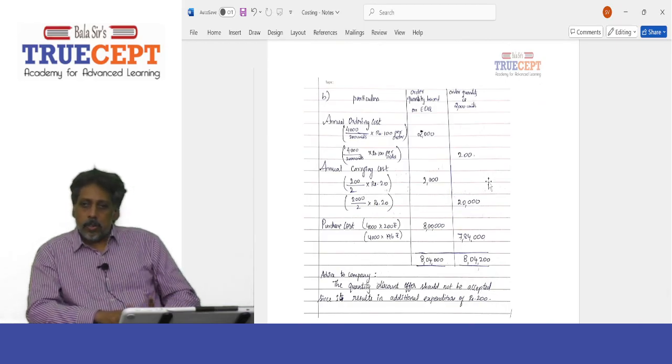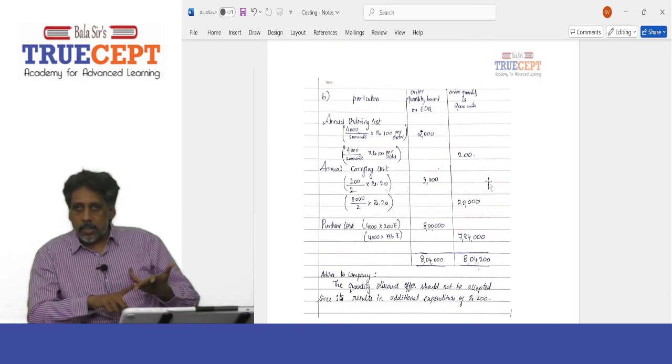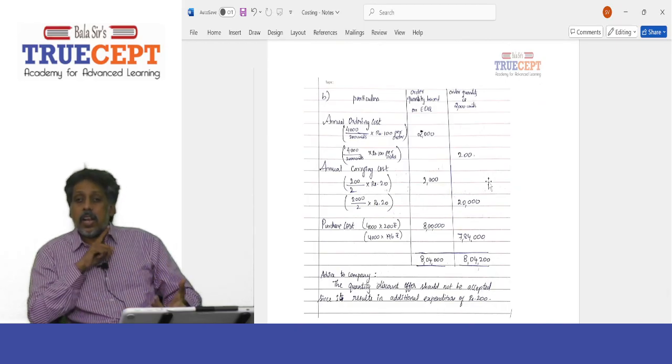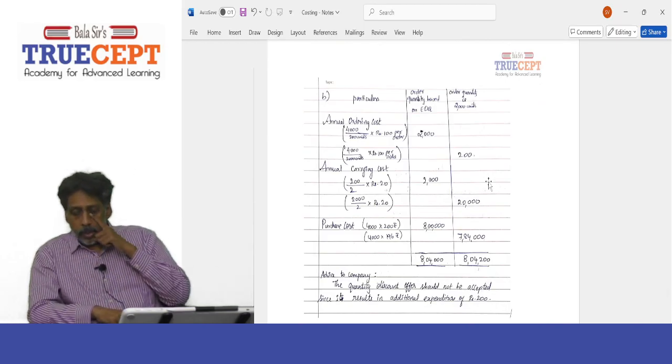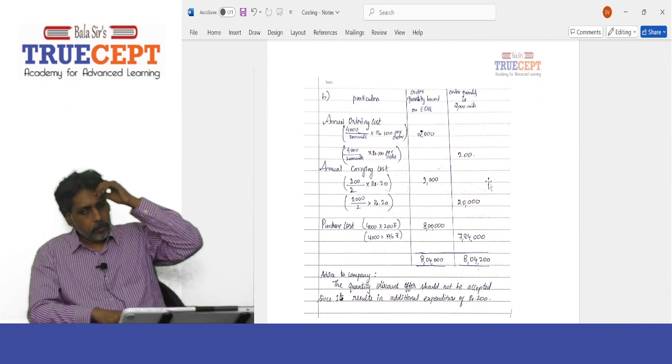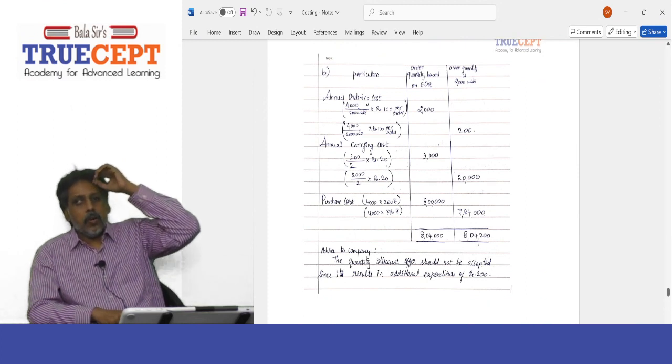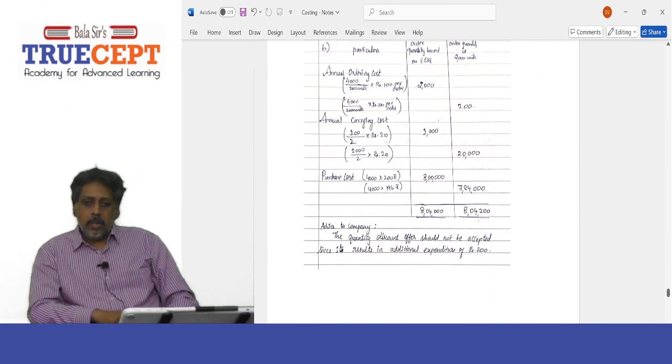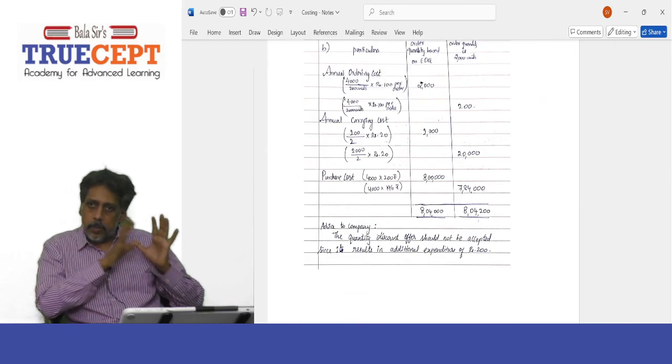Based on EOQ, what is the total cost? 8 lakh and 4,000, right? Yes, sir. And based on 2,000 components, it is 8 lakh 4,200, the total, right? Yes, sir. Therefore, do not accept the offer made by the supplier because it will cost you rupees 200 extra. So that is the answer to subdivision B.